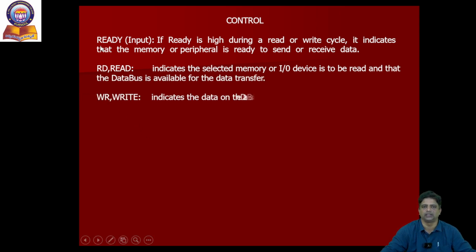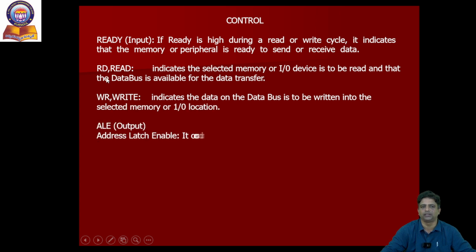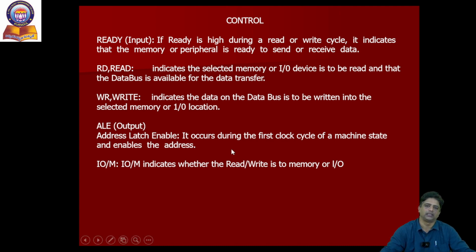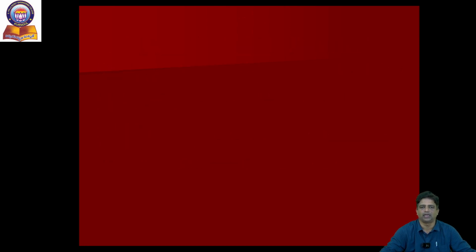Also we will see similar names. Ready indicates that the system is ready for the operation. When it is giving, it is a write operation. When it is taking, it is a read operation. Then M by IO indicates whether it is operating on memory or IO operations. And the most important arrangement we would like to see here is ALE, address latch enable. It exists for only the first clock cycle, and the purpose of ALE is a strobe operation given whenever an address is generated to indicate that the generated address is a valid address.